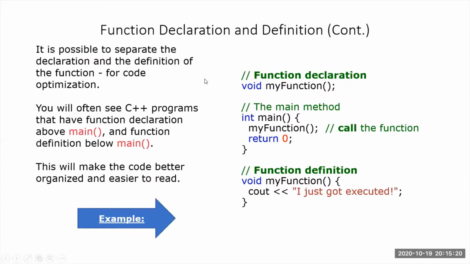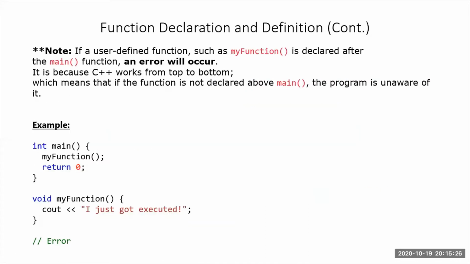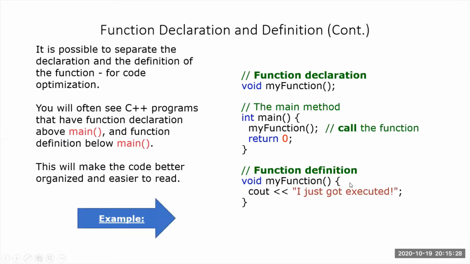So it is possible to separate the declaration and the definition of a function for code optimization. This is exactly what I was talking about in the previous slide. If you want to define your functions after the main, just so that the main can be the very top thing in your program, then all you have to do is pass the data type at the top of the main, and the name of your function exactly as it is. And if you have any arguments, you pass them the same way as it is.